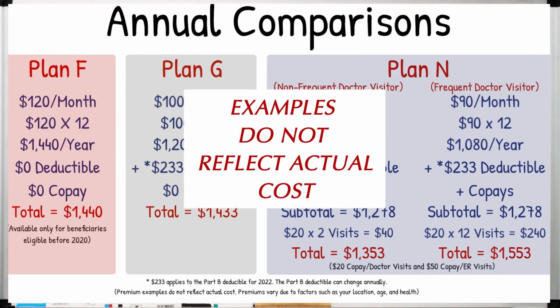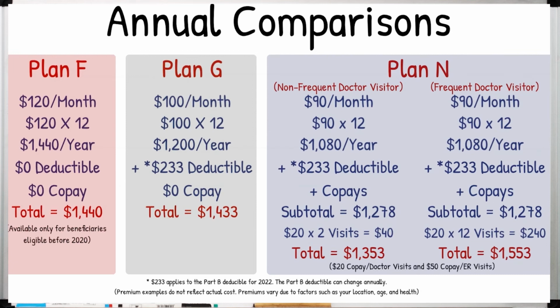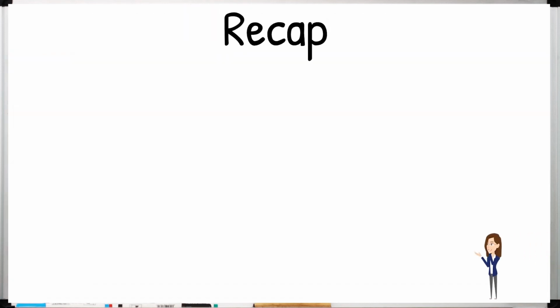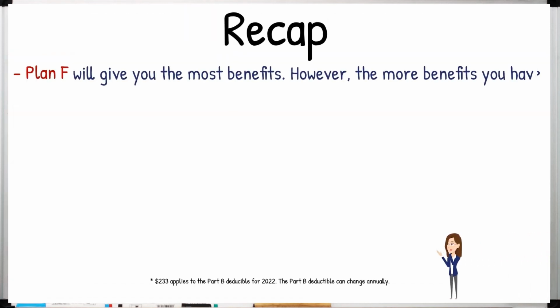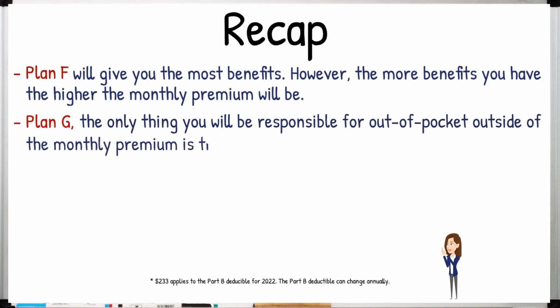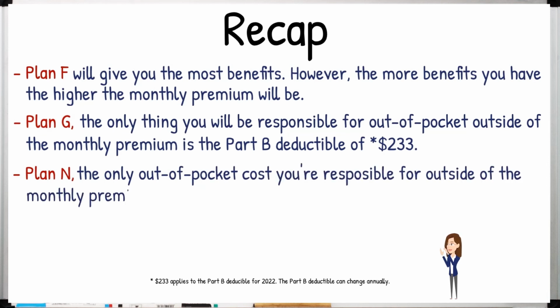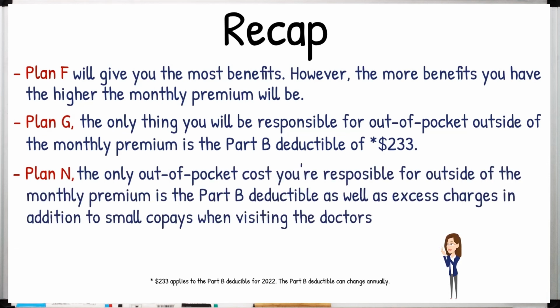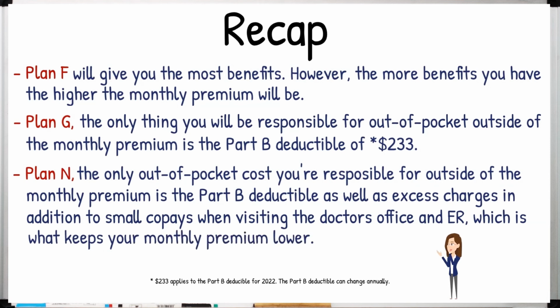It's important to remember that premiums vary from state to state. So while one beneficiary may find that Plan F is cheaper annually, another beneficiary may find that Plan G is cheaper annually. To recap, Plan F will give you the most benefits. However, the more benefits you have, the higher your monthly premium will be. With Plan G, the only thing you'll be responsible for out-of-pocket outside of the monthly premium is the Part B deductible. With Plan N, the only out-of-pocket cost you're responsible for outside of the monthly premium is the Part B deductible, as well as excess charges, in addition to small copays when visiting the doctor's office and emergency room, which is what keeps your monthly premium lower.